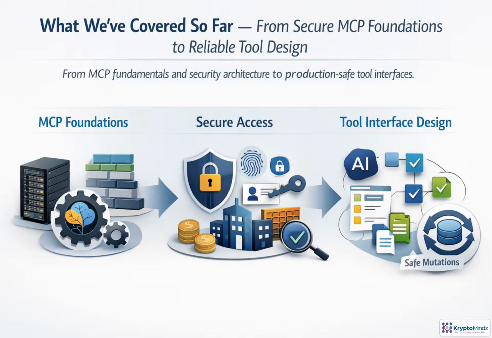So far, we've built a path from MCP basics to secure access to reliable tool interfaces. You learned the mental model and production foundations, then added threat modeling, auth, scopes, tenant isolation, secrets, and auditability. Now we turn to safe mutations. Write operations that stay correct when agents repeat calls, retries happen, or partial success creates ambiguity.